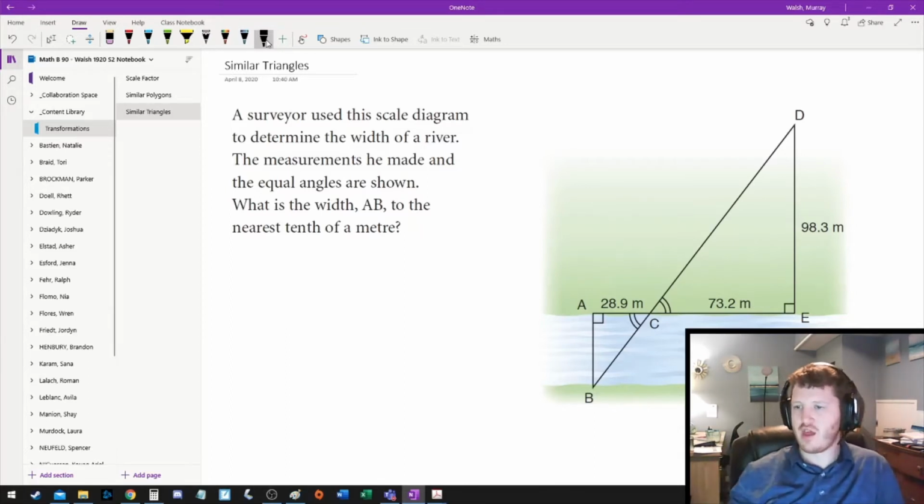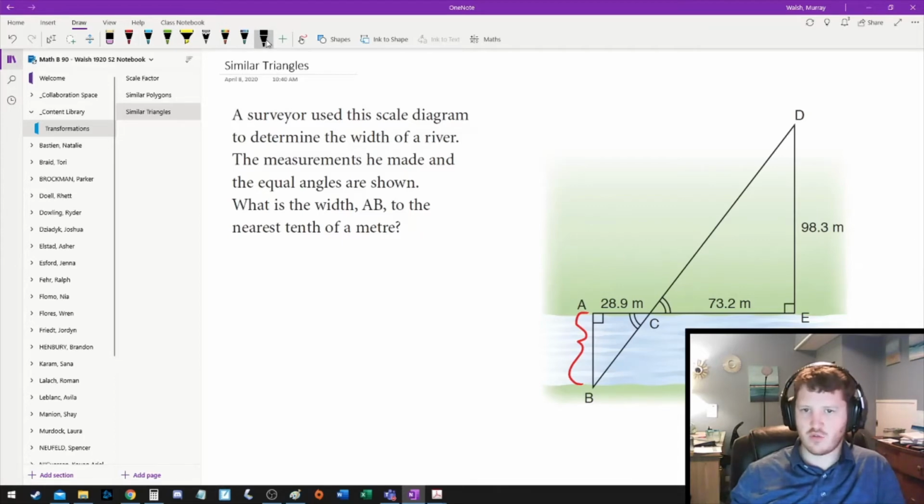Okay, we have a situation here where a surveyor has the scale diagram and he would like to determine the width of the river. The measurements he made are shown, and we can see that there are some equal angles on this diagram. So what is the width AB? We're looking for this length right here.